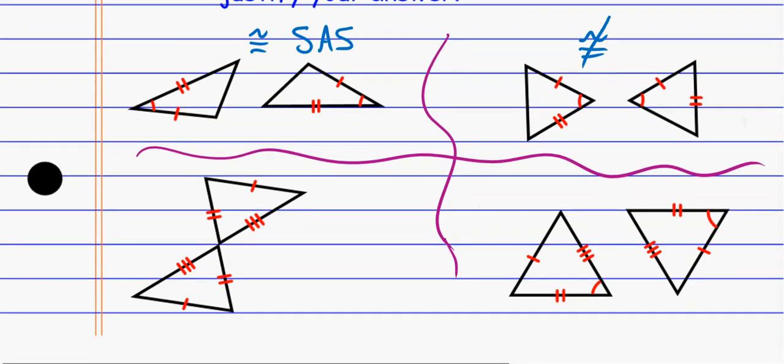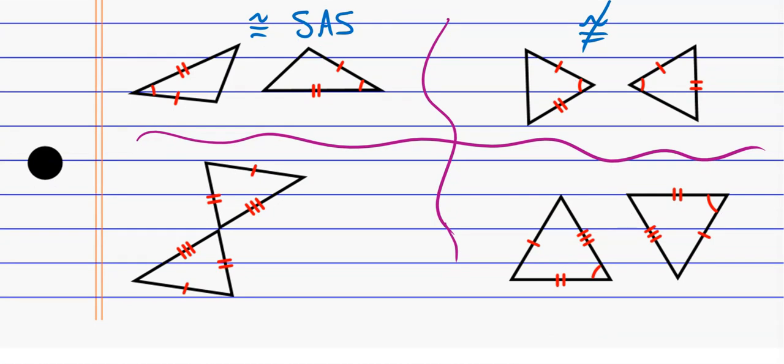Okay, if I look at the next one, I see 3 sides of one triangle congruent to 3 sides of the other triangle.